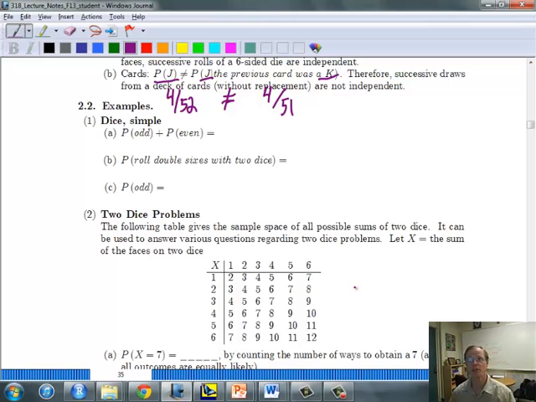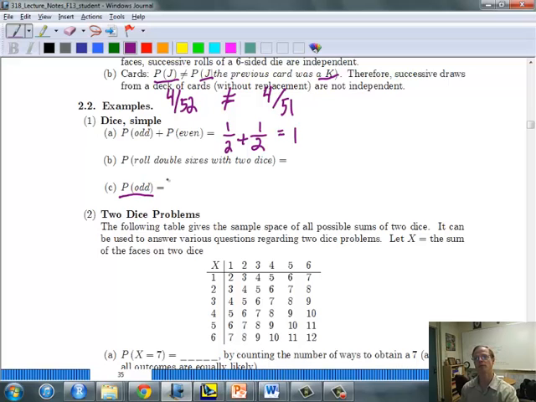Okay, so let's continue with some examples here. Now, the probability of odd plus even, we intuitively know is 1/2 plus 1/2 equals 1. That illustrates the first probability rule. So nothing difficult there.